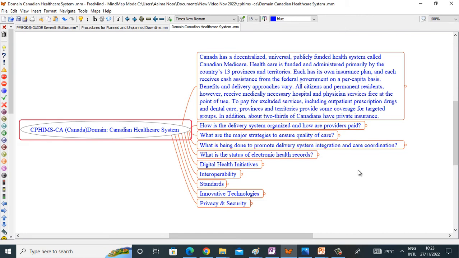So let's start. CPHIMS-CA Canada domain, Canadian healthcare systems. I have covered the Canadian healthcare system under the following titles.